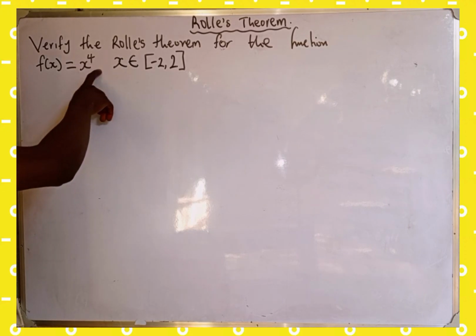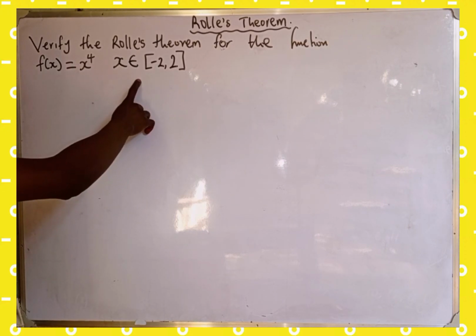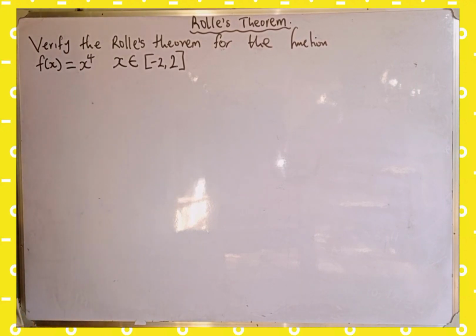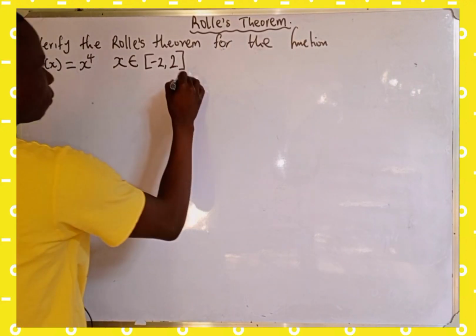The question on the board reads: verify Rolle's theorem for the function f of x is equal to x to the power of 4, where x is an element of the closed interval minus 2, 2. So let's get started. Solution.